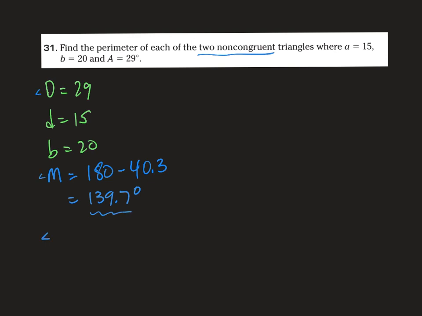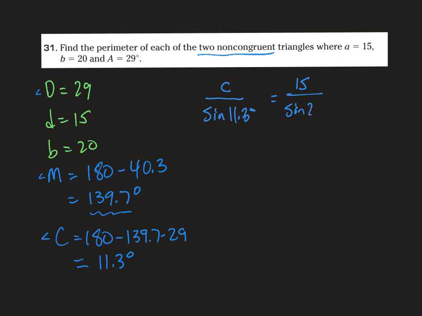So this guy's an angle, this guy's an angle. The new angle C is going to be 180 minus 139.7 minus 29, and so the new angle C is 11.3 degrees. And now all I have to do is find that missing side so we can add up these three new sides. So my side C is going to be across from the 11.3, so over sine 11.3 degrees. I'll stick with D again, and I'll put side D, 15, over the sine of angle D, which is 29 degrees. You know how I'm going to solve this. Multiply by the sine of 11.3 on both sides. This one cancels. And I'll get side C by doing this calculation: 15 divided by sine of 29 times sine of 11.3, which comes out to about 6.1.